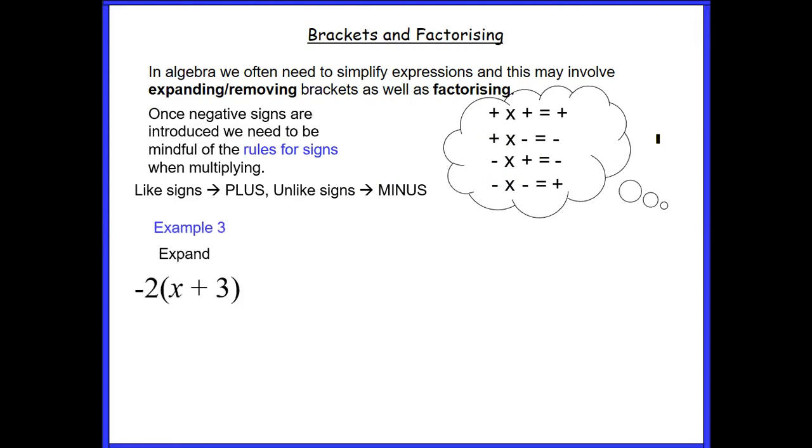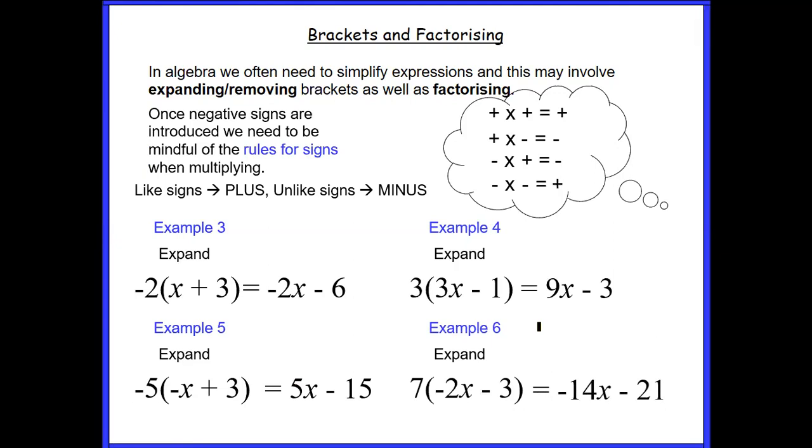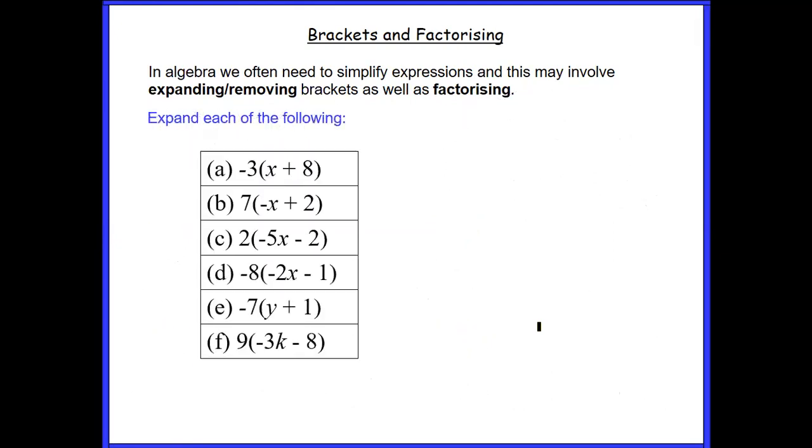So for example, if I had negative 2 times x plus 3, that would be negative 2x minus 6. 3 multiplied by 3x minus 1 would give you 9x minus 3. Look at example 5, this is a negative, and remember, negative times a negative is going to give you a positive, so 5x minus 15. And then example 6, negative 14x minus 21. So this is question 2 now.